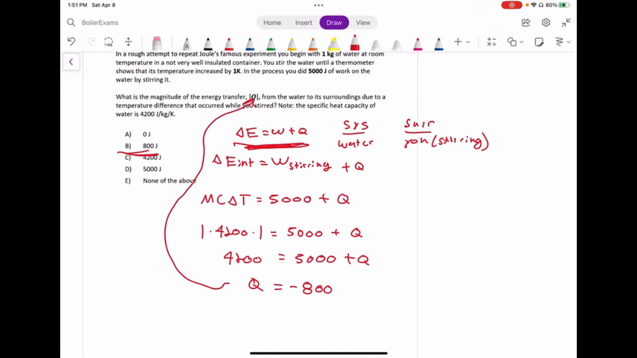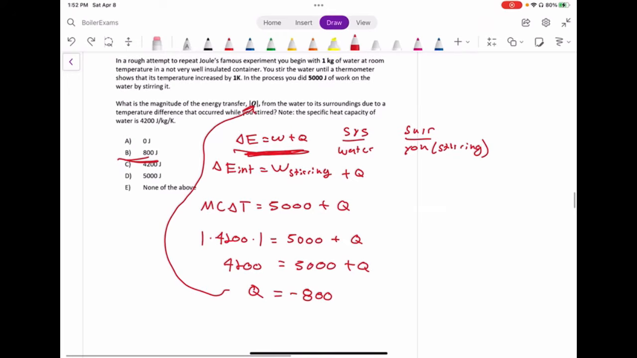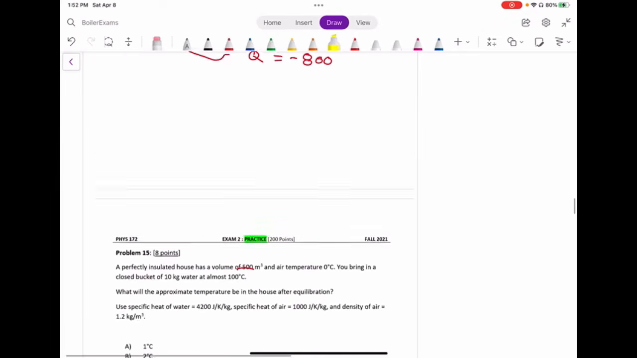Reason being, they want the magnitude. And also, if you think about it, if Q was positive, it would mean heat was being added into our system, increasing the internal energy of our system. If it's negative, it means it's taking out, which means heat flow is going from our water to the air, say, which makes sense. So Q should be negative, and they just want the magnitude, which leaves us with B, which is correct.